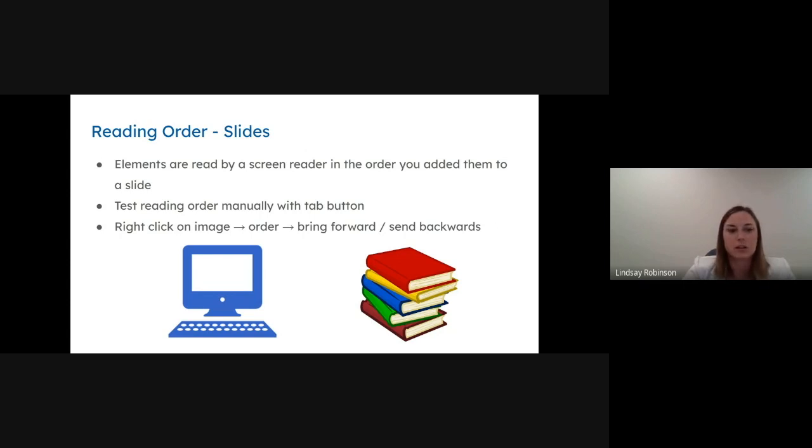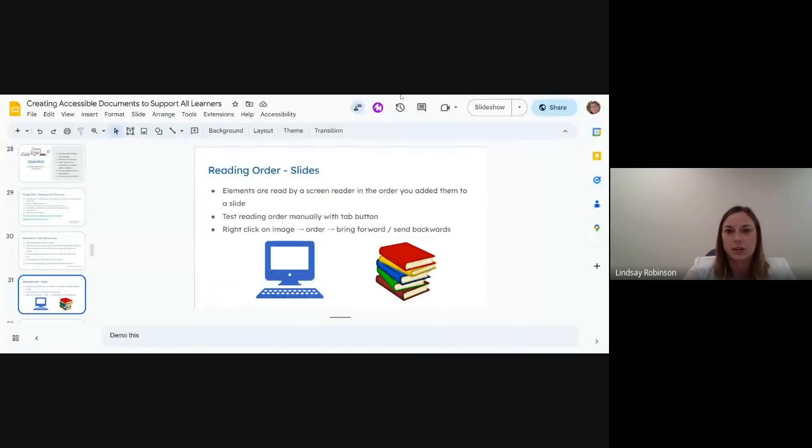So I'm just going to escape out of here for a second. What I will show you is that when I hit tab, this is the order in which it's going to be read. So you can see it's going to highlight. You see it jumped over here to these books when I wanted it to actually come to this computer first. That was because I put the picture of the books in and then rearranged the order of them.